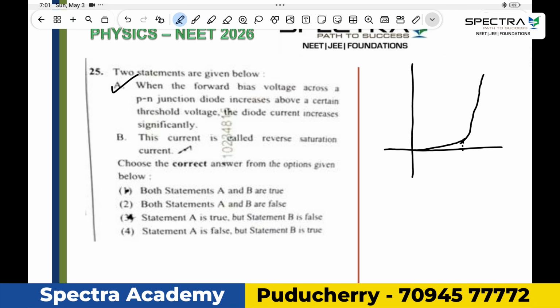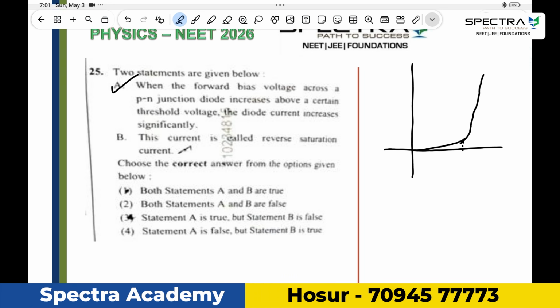Now what about B? This current is called reverse saturation current. No, reverse saturation current happens only in the reverse bias, not in the forward bias, whereas our statement A is regarding the forward bias. So statement A is true, but statement B is false. Yes, option 3 is the right answer.